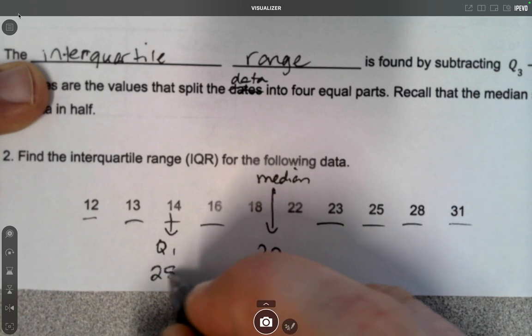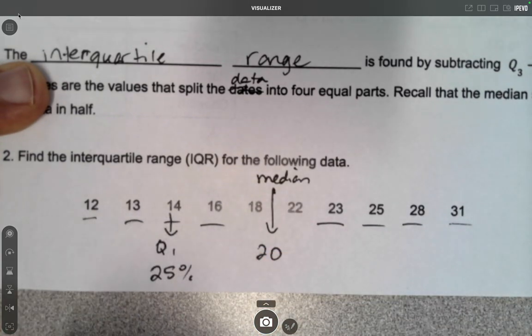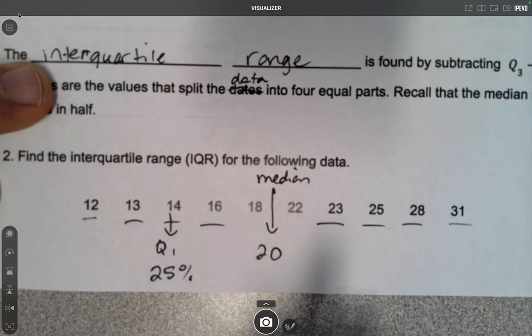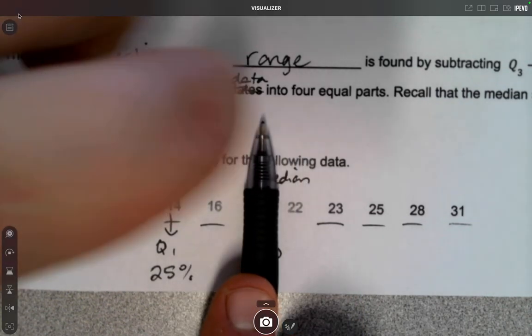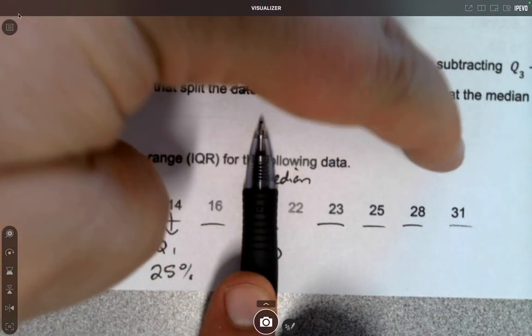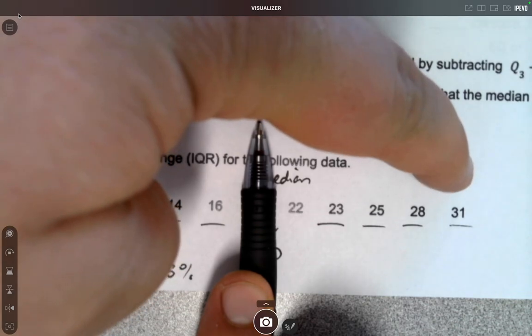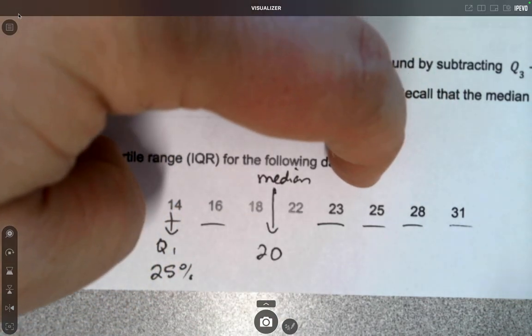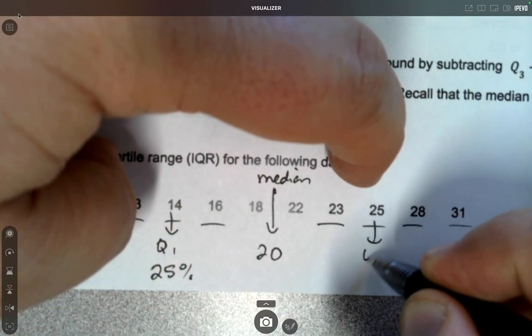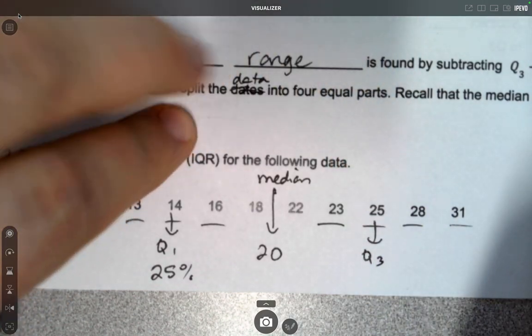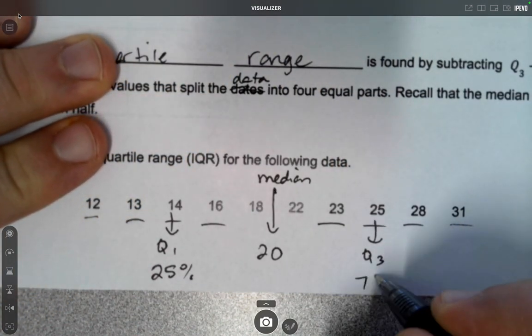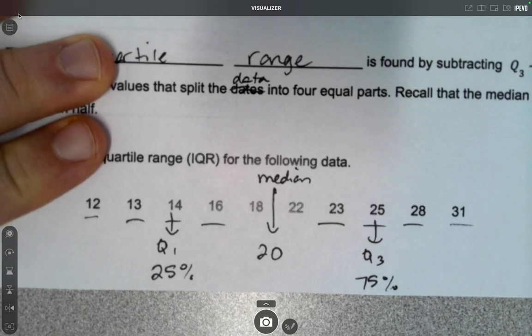That means 25% of the data is below this number. Now we look at the upper half. It also has 5 numbers. The number that falls in the middle when they're placed in order is 25. So that means Q3 is 25. That means 75% of the data is below this number.